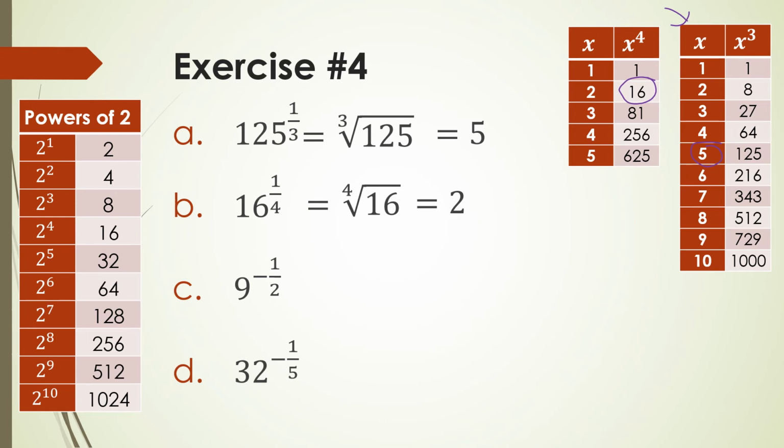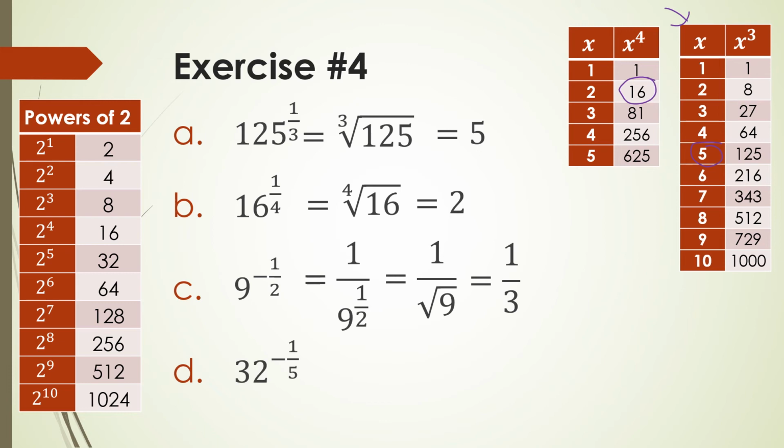All right, so now let's do 9 to the negative 1/2. We do not want to work with the negative. So let's go ahead and rewrite it. We know that's going to be 1 over 9 to the positive 1/2. Well, that can be written as a square root. And so what's the square root of 9? 3.